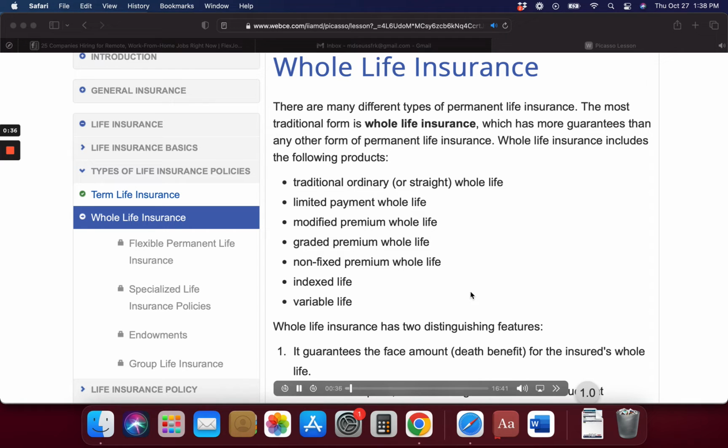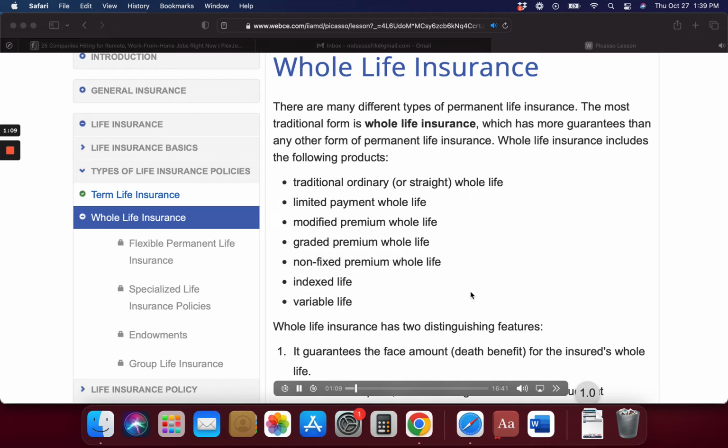Whole life insurance has two distinguishing features. It guarantees the face amount, death benefit, for the insured's whole life. With one exception, it includes a guaranteed cash value that gradually builds inside the policy. The exception is variable life insurance. Its cash values are not guaranteed. What most differentiates one type of whole life from another are the length of time over which premiums are paid, and how the policy's cash values are invested.